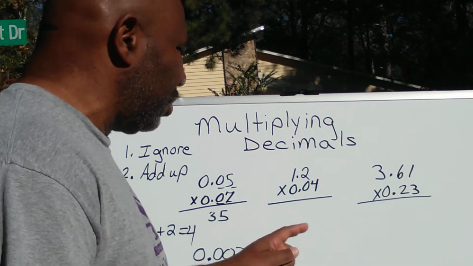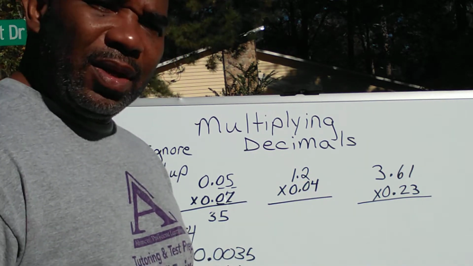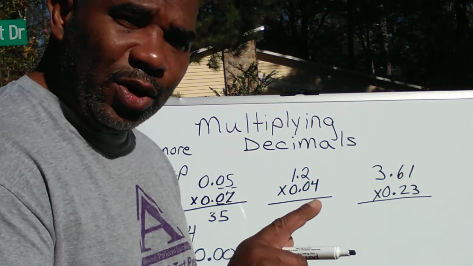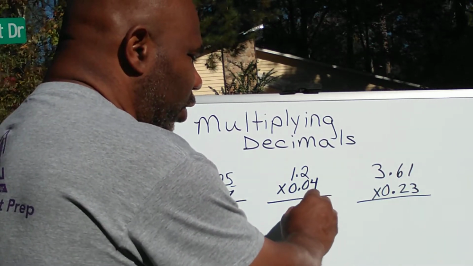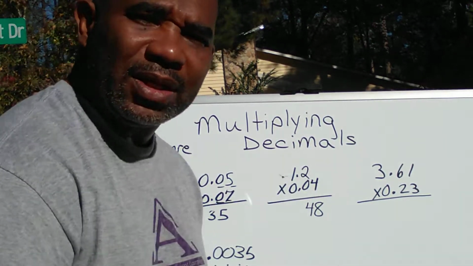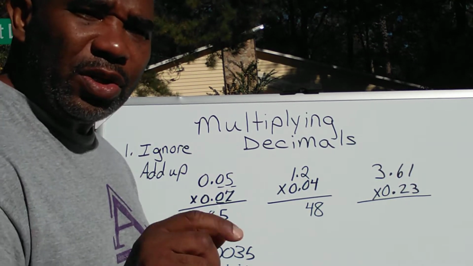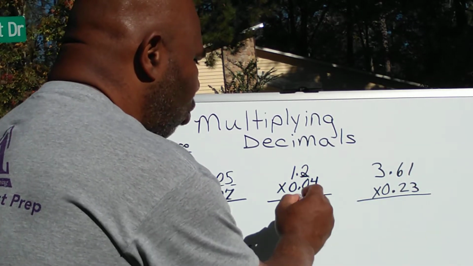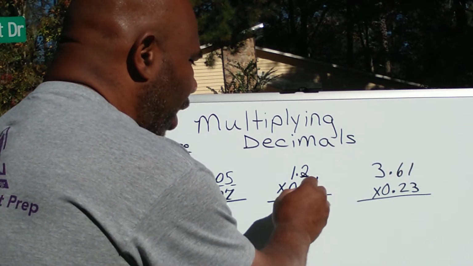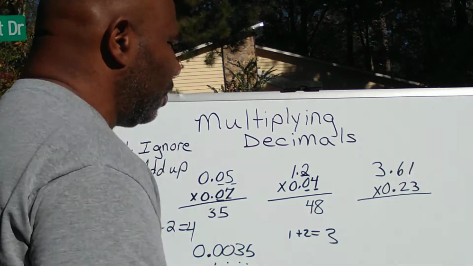Example number 2. 1.2 times 0.04. Again, ignore the decimal. This is the same as 12 times 4, which we know is 48, because I know you know your timetable. Now we're going to count up the total number of places after the decimal. Here we have 1, and here we have 1, 2. So 1 plus 2 equals 3.